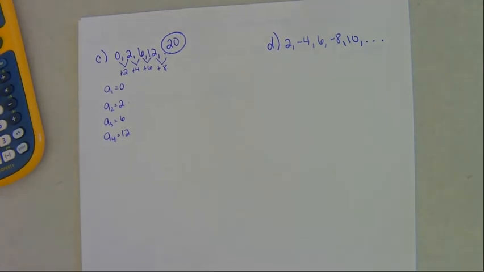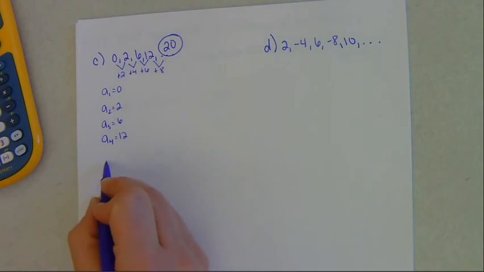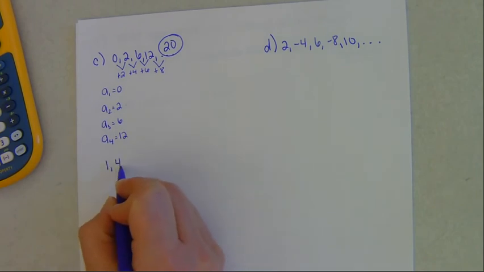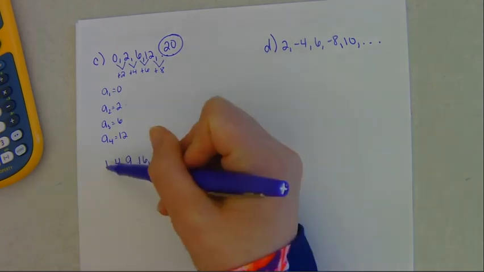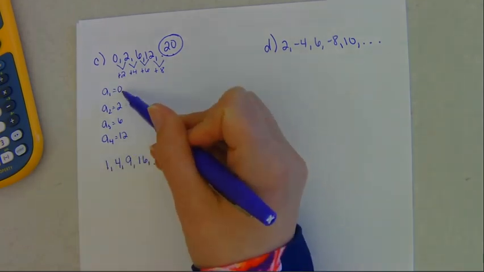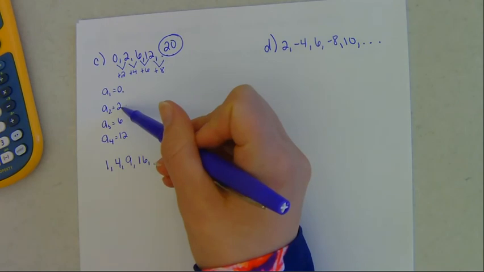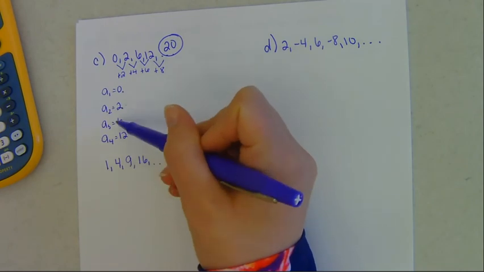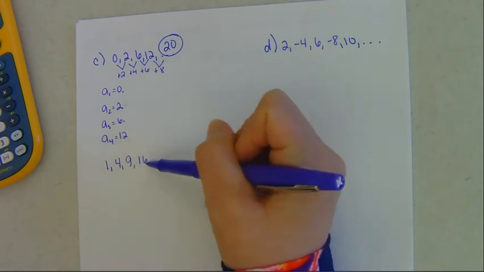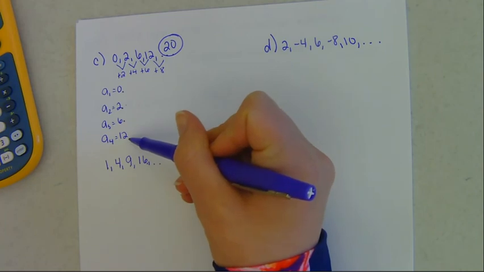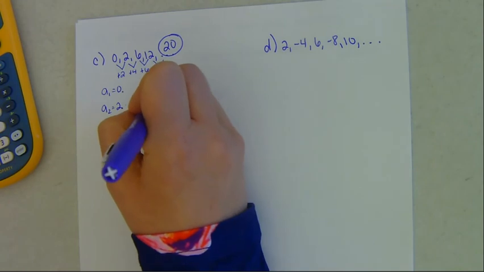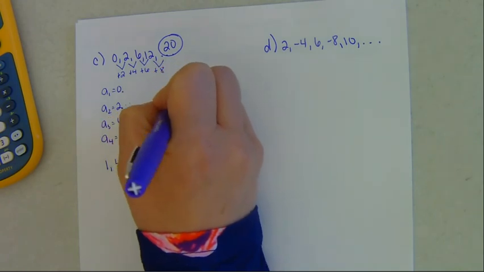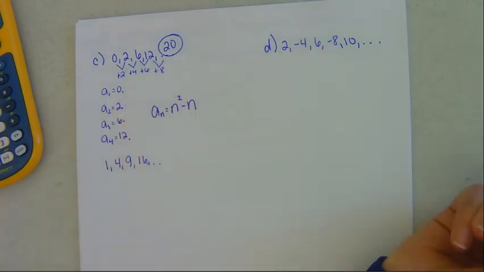So think about, well, what are my perfect squares? 1, 4, 9, 16. So to get from 1 to 0, I subtracted 1. To get from 4 to 2, I subtracted 2. To get from 9 to 6, I subtracted 3. To get from 16 to 12, I subtracted 4. Do you see how we subtracted that n number? So our rule is a sub n equals n squared minus n.